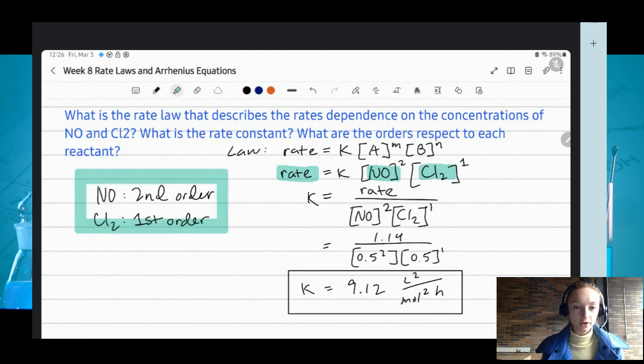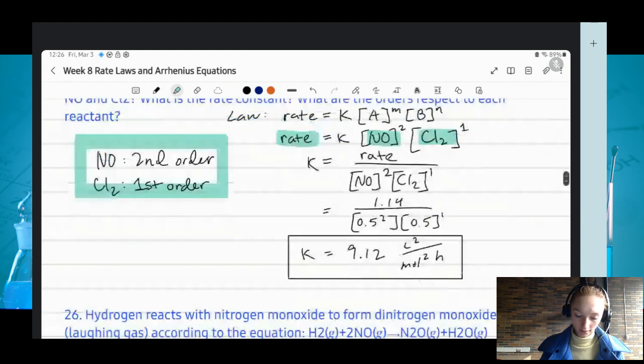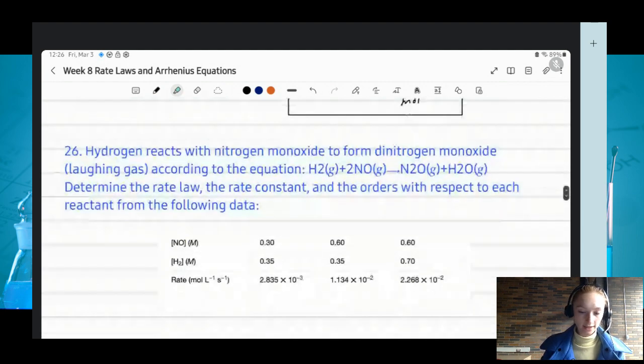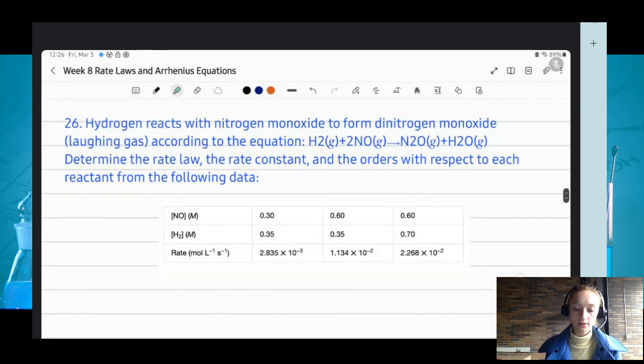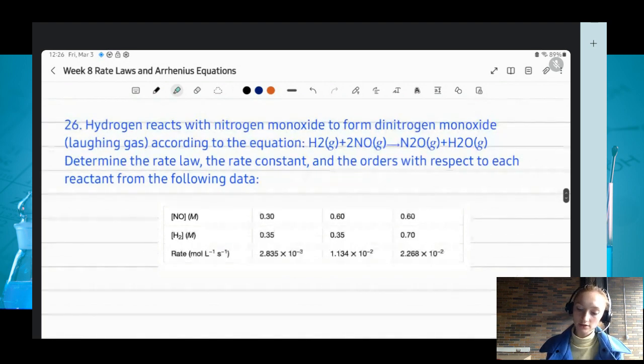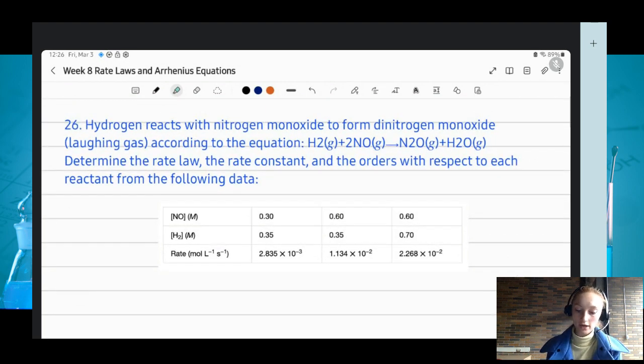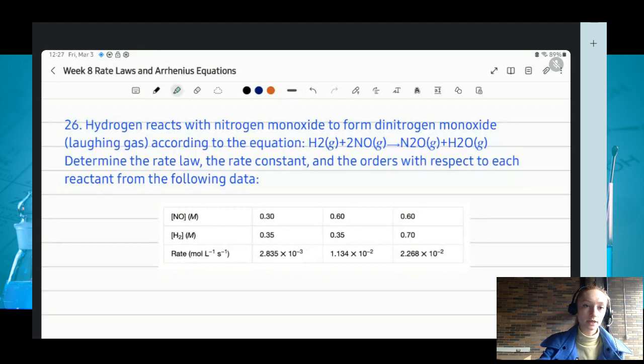Okay, let me know if you have any questions on that one. Let's move on to 26, if not. So 26 looks like it might be the same as what we just did. So this one says hydrogen reacts with nitrogen monoxide to form dinitrogen monoxide, laughing gas, according to the equation H2 plus 2NO goes to N2O plus H2O. Determine the rate law, the rate constant, and the orders with respect to each reactant from the following data.